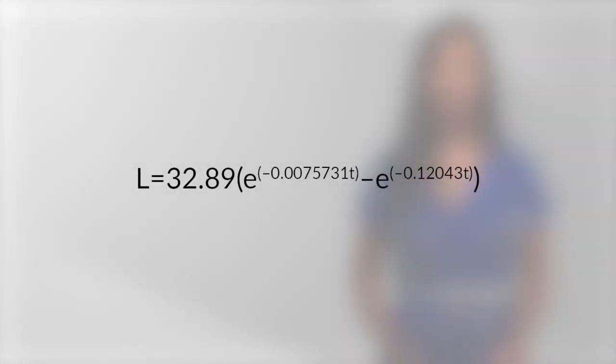In this unit, we will analyze and evaluate functions when they are given to us as formulas, tables, graphs, and words. The following is a formula of the amount of lidocaine as a function of time. L equals 32.89 times e raised to the negative 0.0075731 t minus e raised to the negative 0.12043 t. We will use functional notation to express different values of the function as well as evaluate functions. And in the next unit, we will solve a function at different given output values.